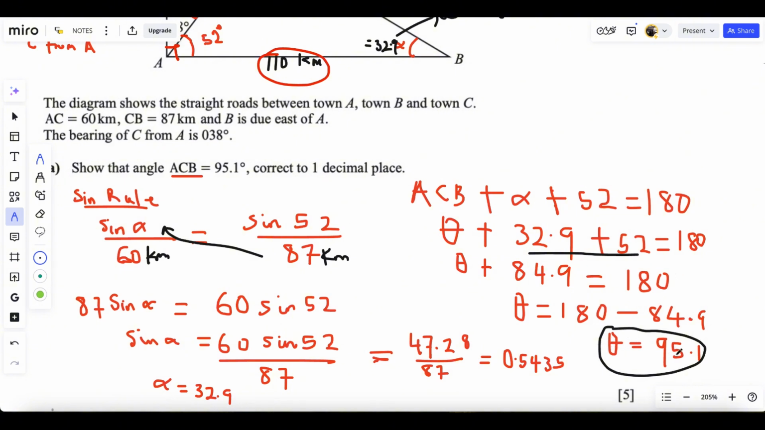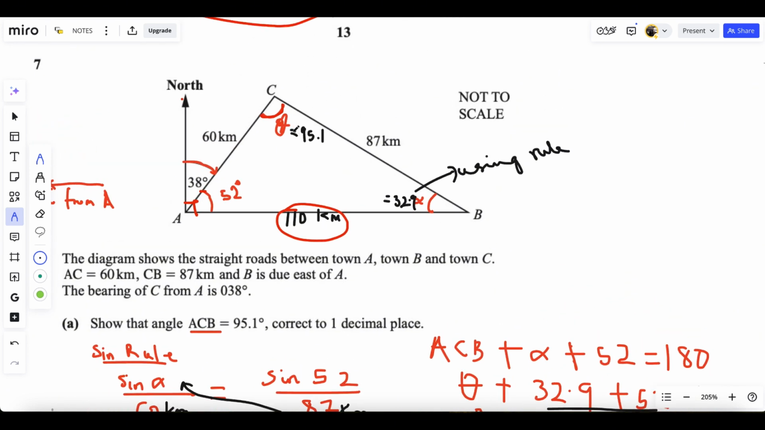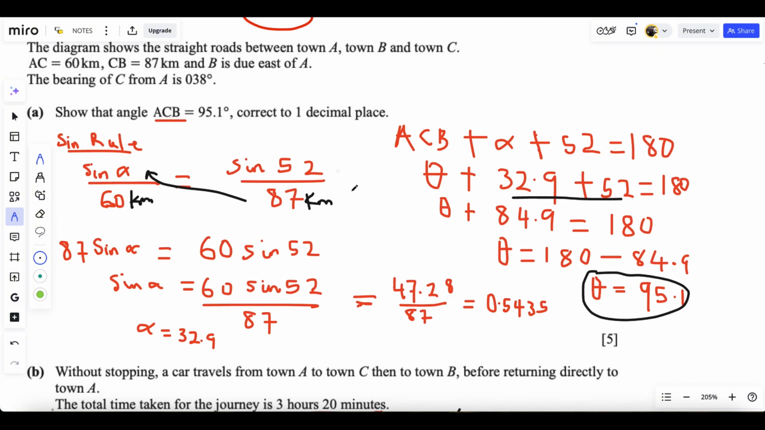your theta equals 95.1, which is what they say you should prove, that this angle is 95.1. We've succeeded in doing that. We've proven that this angle is 95.1. And if you're able to do that, you get 5 marks. Okay? If you're able to do this, you get 5 marks.